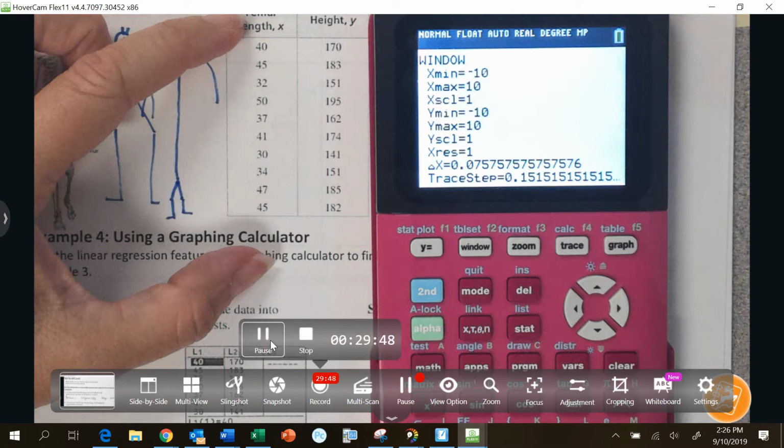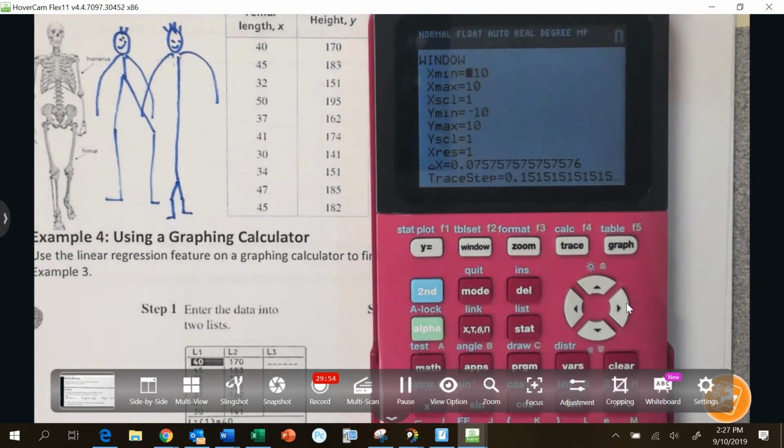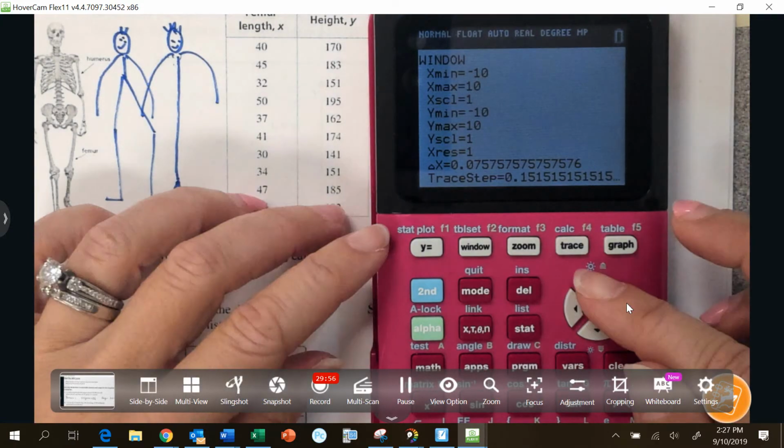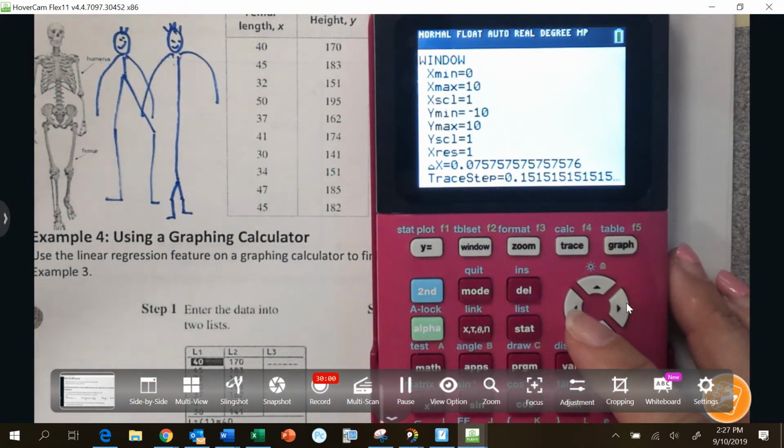Okay, so the smallest femur we could possibly have would be 0. You cannot have a negative femur.